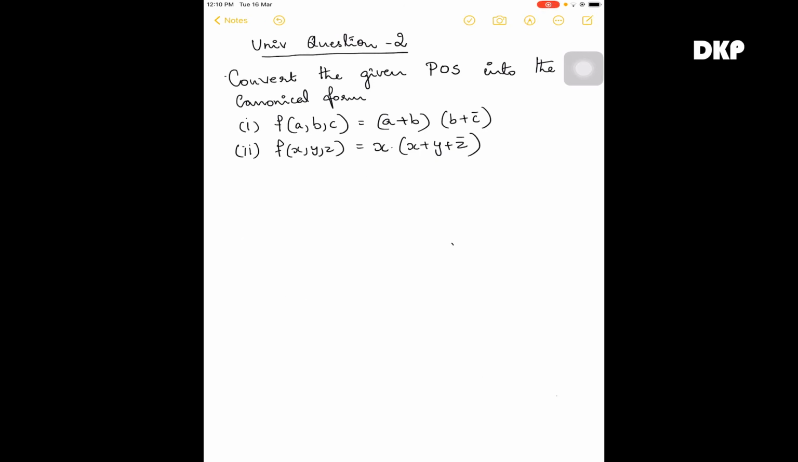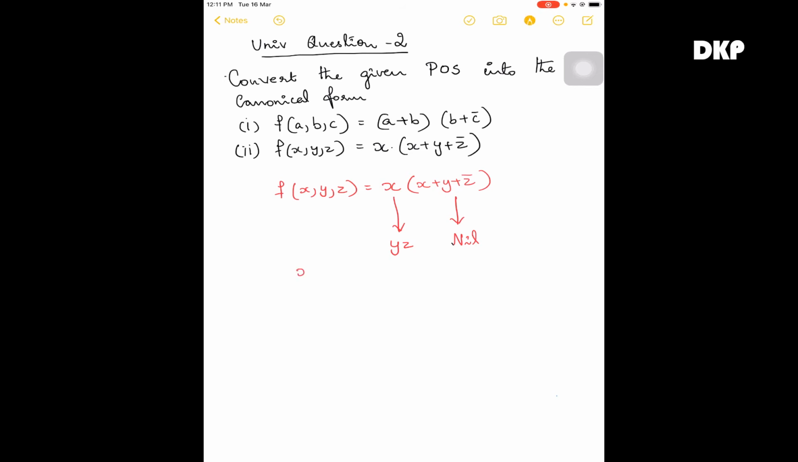Let us move on to the next sub-question. F of xyz is equal to x into (x plus y plus z bar). Here there are three literals. They are x, y and z. The first term is x. Second term is x plus y plus z bar. So the first step is identify the missing literal. In the first term, the missing literals are y and z. In the second term, there is no missing literal. Therefore, x, y and z, all the literals are present in the second term.